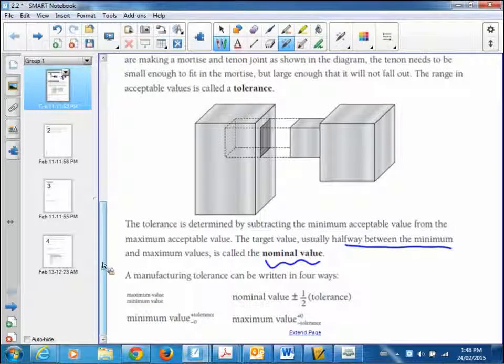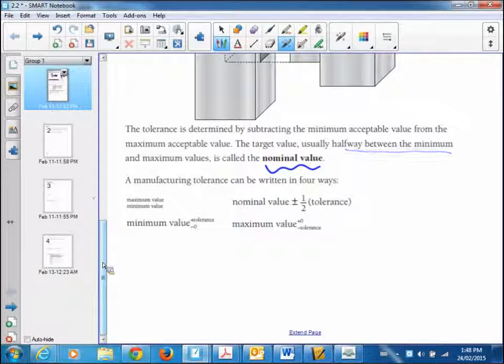Okay? There's 4 ways to write this, and you're going to be familiar with these. You could give both the max and the minimum value, top and bottom. Or you could say whatever the nominal or the average value is, plus or minus half of the tolerance. We'll get to an example.